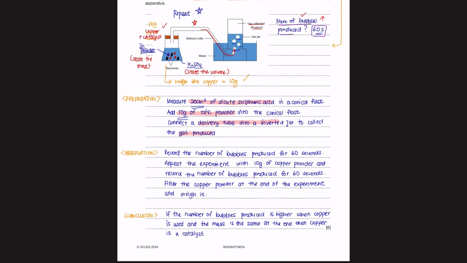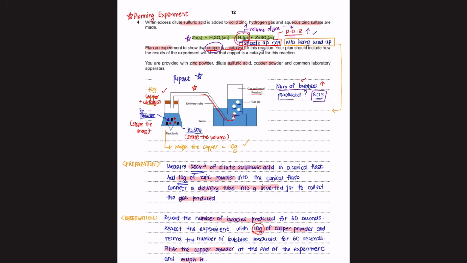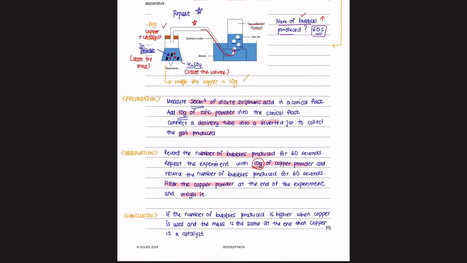And what you're going to observe is the number of bubbles produced, and you're going to repeat it with 10 grams of copper powder this time. Again, don't forget to mention the mass that is being used. And lastly, you're going to filter the copper powder to weigh the mass, because we need to prove that copper is a catalyst and a catalyst will not be used up at the end of the reaction. So if the number of bubbles produced is higher and the mass is the same at the end of the reaction, this means that the copper is a catalyst.